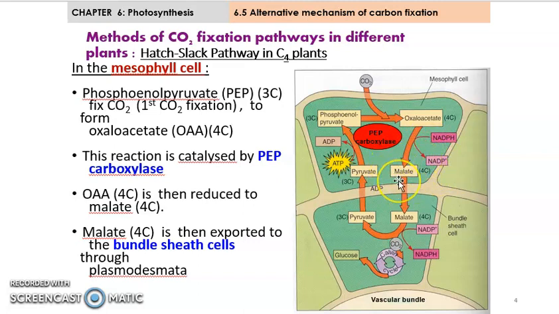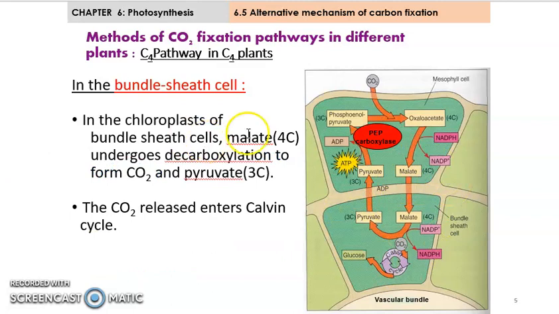What happened to malate? Malate is then exported to the bundle sheath cell through plasmodesmata. So malate ni dia akan export ataupun enter into the bundle sheath cell. Okay, through plasmodesmata. Okay, then what happened to malate? Okay, in the chloroplast of the bundle sheath cell, malate will undergo decarboxylation. So kalau awak tengok dekat sini, decarboxylation means carbon dioxide will be released. So akan keluar carbon dioxide. So what happened? Daripada malate yang ada 4 carbon, bila dia release carbon through carbon dioxide here, so dia akan membentuk pyruvate yang ada 3 carbon.